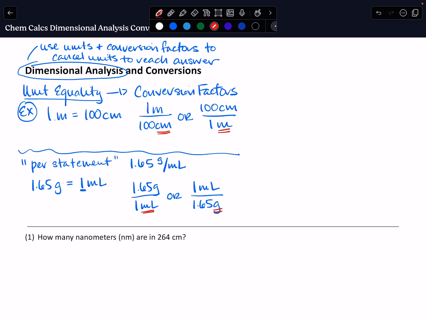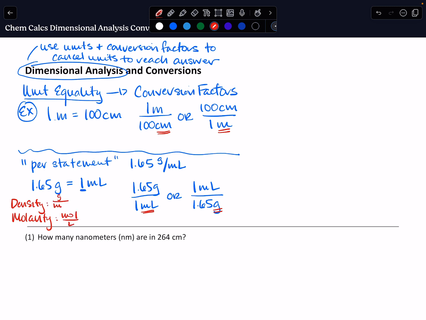Now there are going to be quite a few measurements that we're going to come across in chemistry that are going to give us these per statements. We have to remember that the per statement, that compound unit, can be used to write a conversion factor. Some of those are going to include density, as we see right here. Molarity is another one, and molarity is moles per liter.